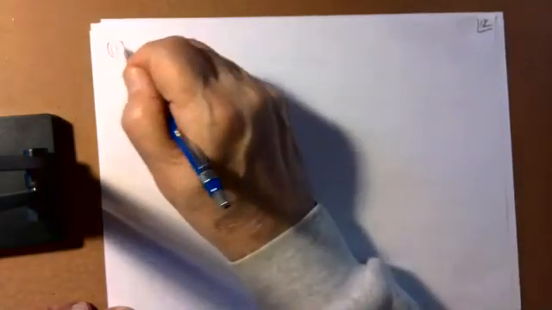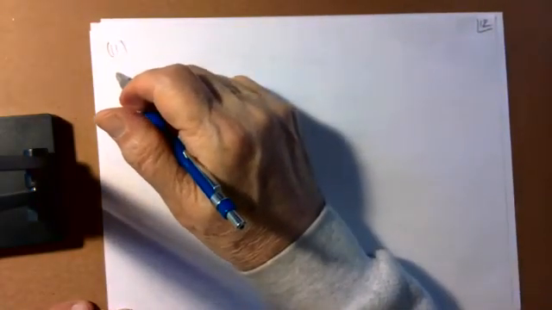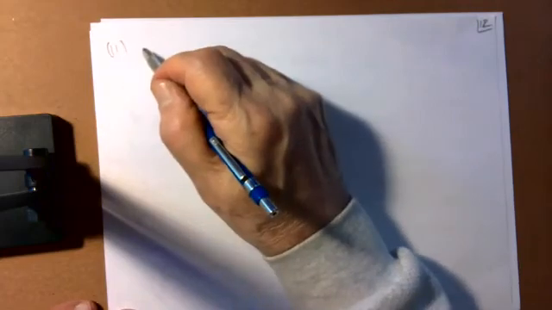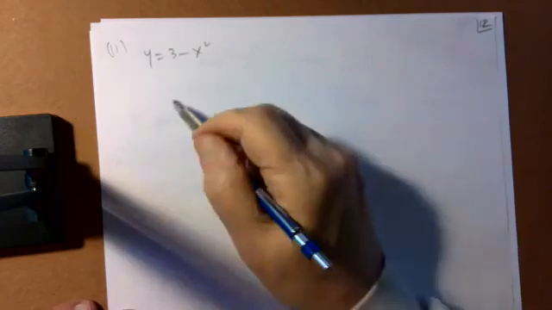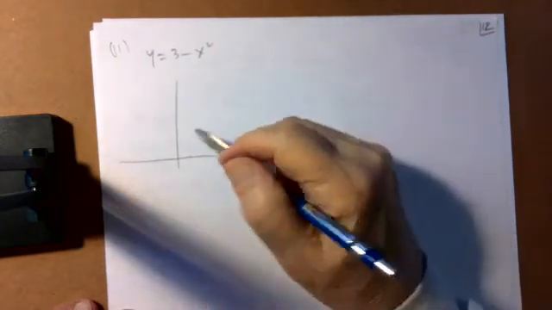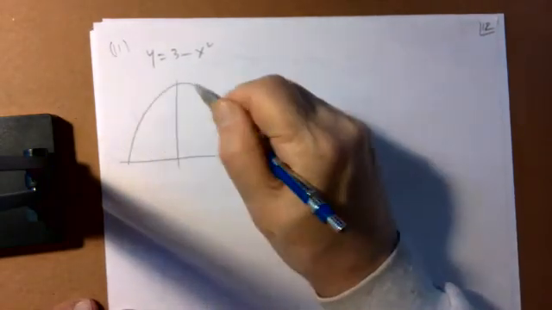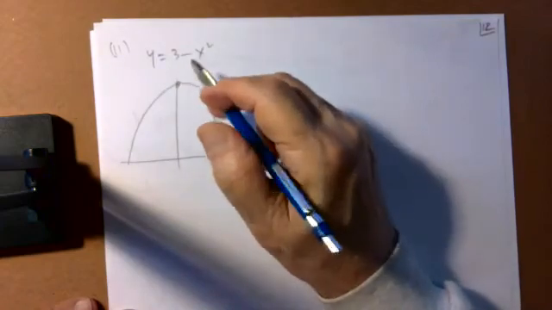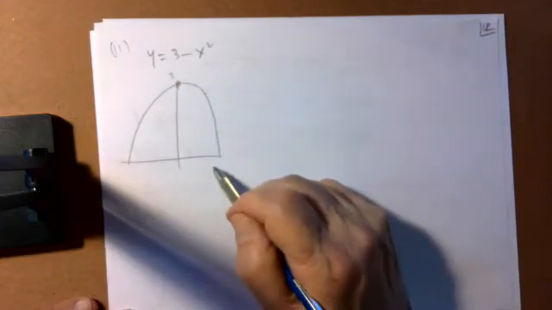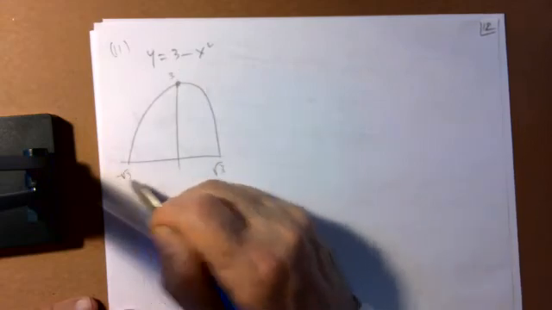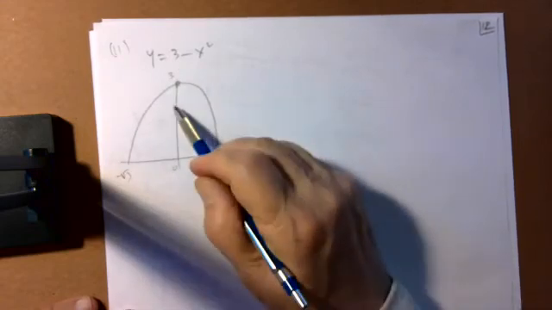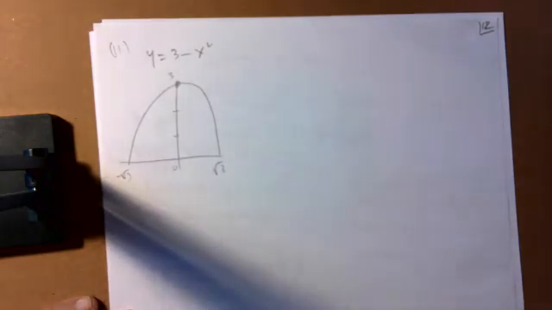This is problem 11. Which points on the graph of y equals 3 minus x squared? So 3 minus x squared is a parabola opening down. This is 0 when x is plus or minus the square root of 3. That's the parabola.